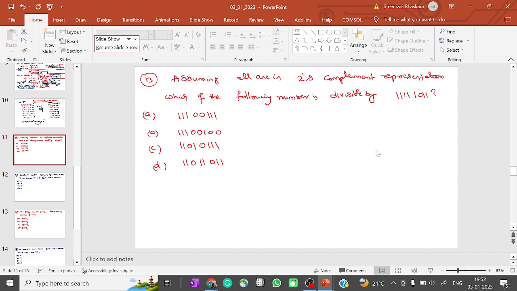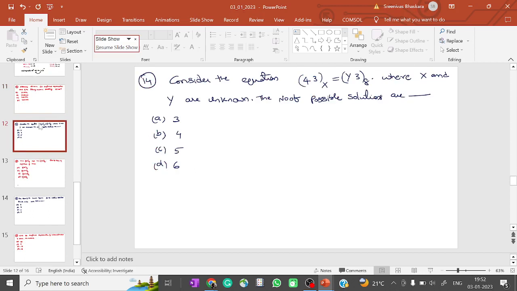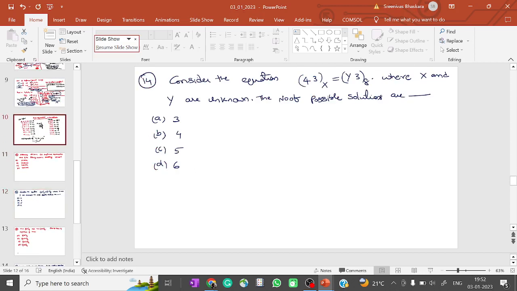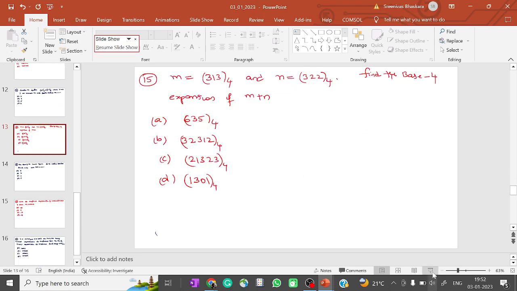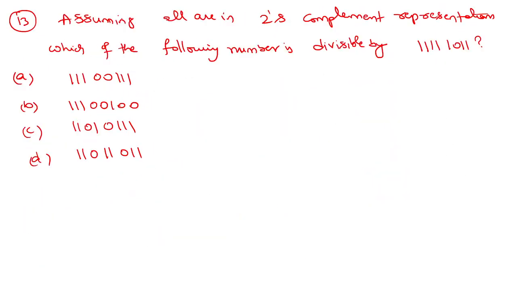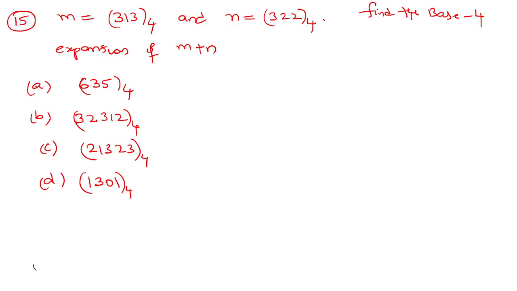You guys want to give a try to this? Assuming all are in one's complement, two's complement, I think we have discussed that. That's the summary of all those two's complement stories. Think about this one. So this is a number system. Now we have to add these two numbers in base 4 number system.